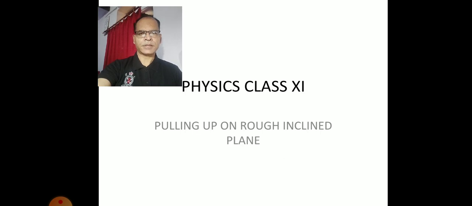We have discussed pulling a block down on a rough inclined plane in two different conditions. In the first condition, when the inclination of the plane is more than the repose angle, the block will slide by itself without any external force. And the second condition was when the inclination of the plane is less than the repose angle. In that condition, some external force is required to pull the block up.